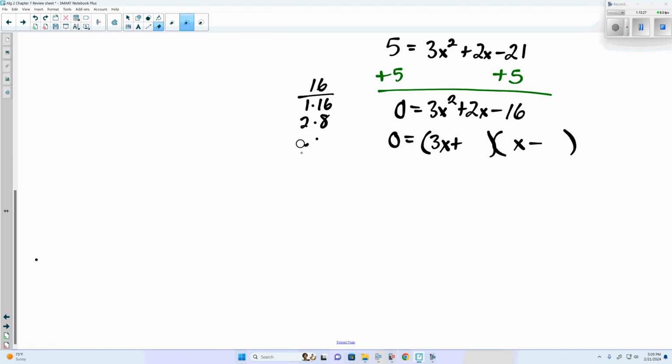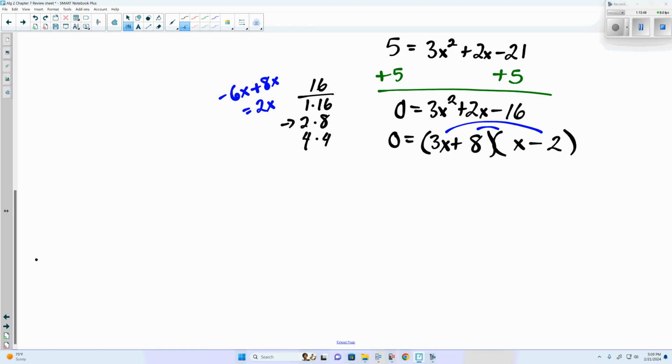I don't know why I'm writing 3. It wouldn't be 3, it'd be 4 and 4. Now, since 2 was a factor, I'm going to pick 8 and 2 and try it. And if this doesn't work, we can switch it and try it again. 3x times negative 2 is negative 6x. 8 times x is plus 8x, giving us a positive 2x.